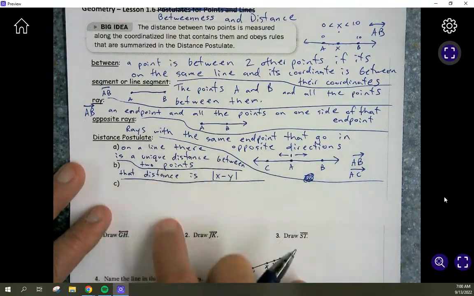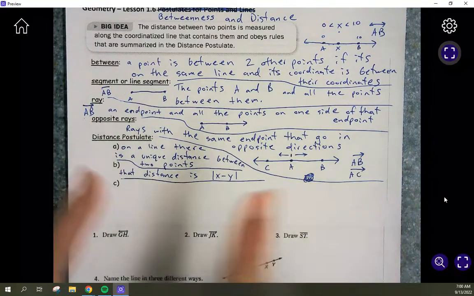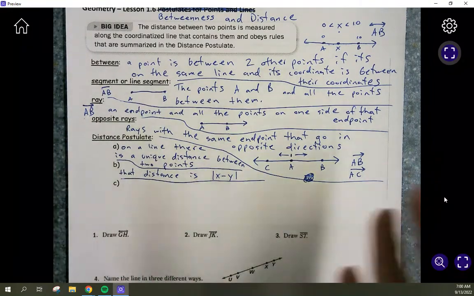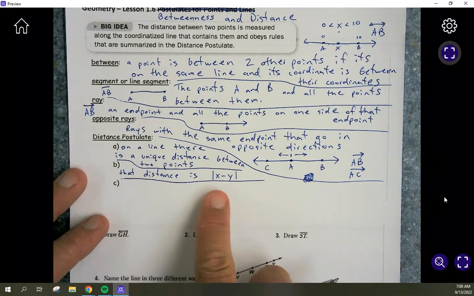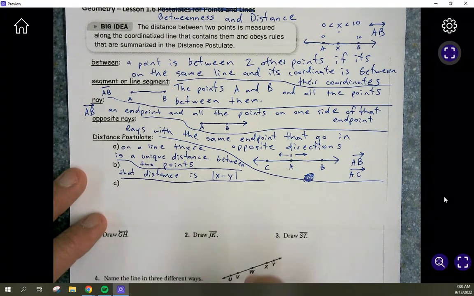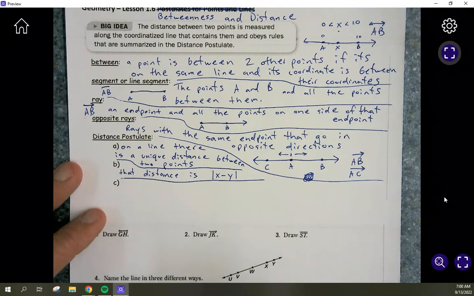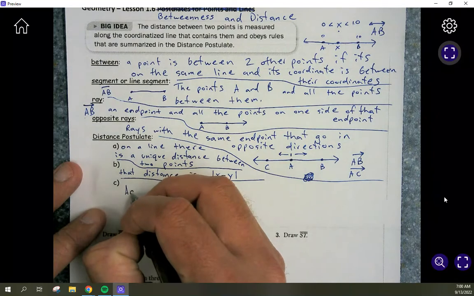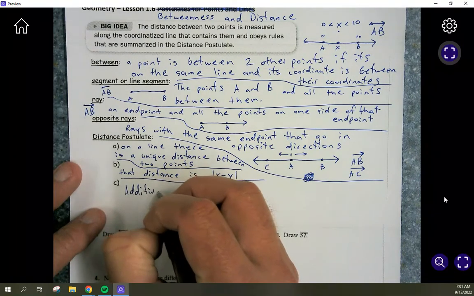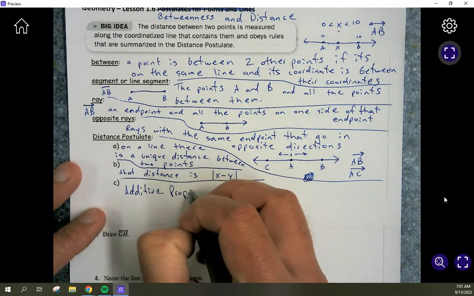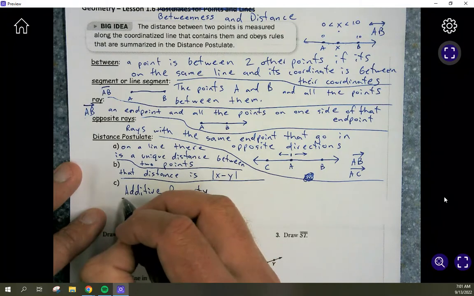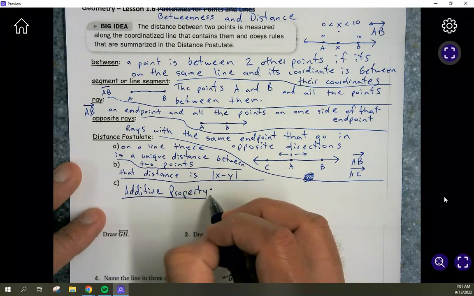So the first 2 parts: any 2 points on a line have a unique distance, meaning one specific distance between them. And that distance can be measured by x minus y, take the absolute value. All right, and the last part of this distance postulate, something we're allowed to assume, is called the additive property. And we'll look a lot at this today.